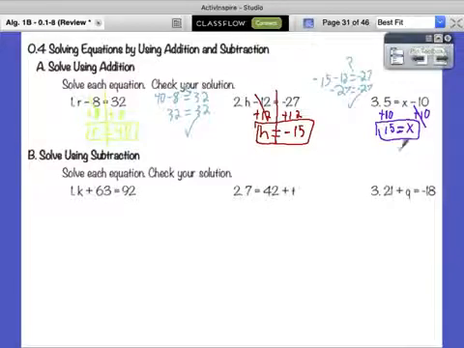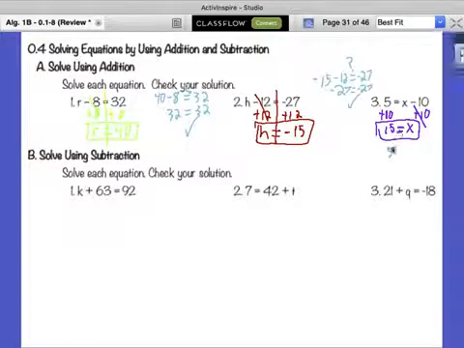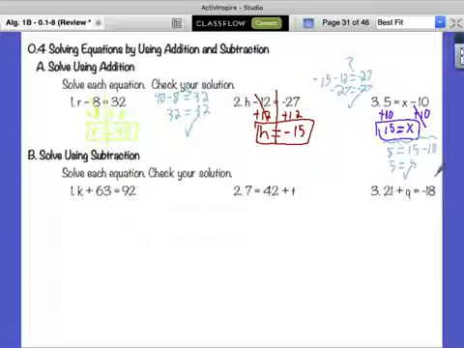Yep. Okay. So 5 equals 15 minus 10. What is 15 minus 10? 5. Does 5 equal 5? So if it checks out, check it, checks out. Okay. Questions on that? All right.